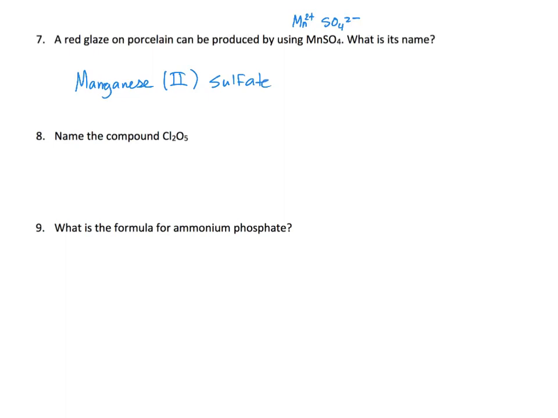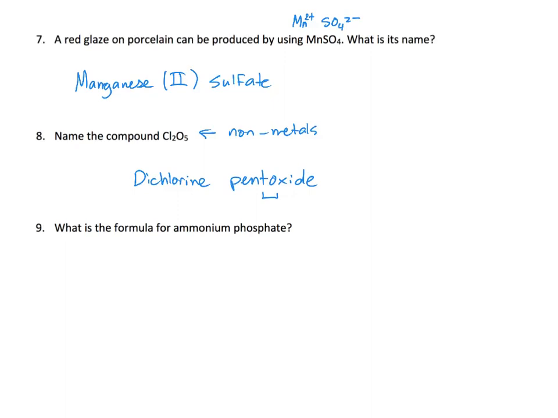Next one is name the compound. These are all nonmetals. So this is not an ionic compound. Therefore, our name for this should be dichlorine for the 2 Cl's, pentoxide. This is a weird example too, where usually it's penta, but if there's an O that's right after penta, we drop the A, so it's pentoxide.